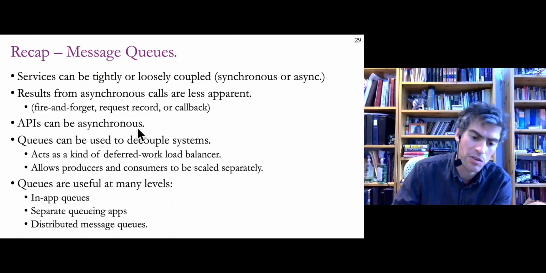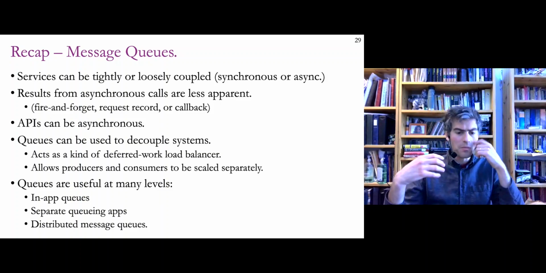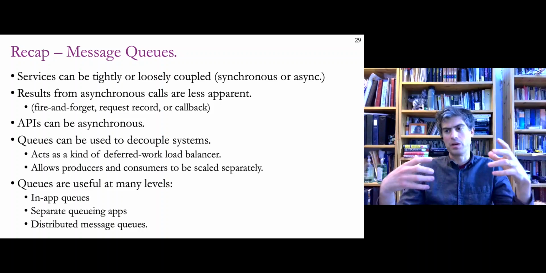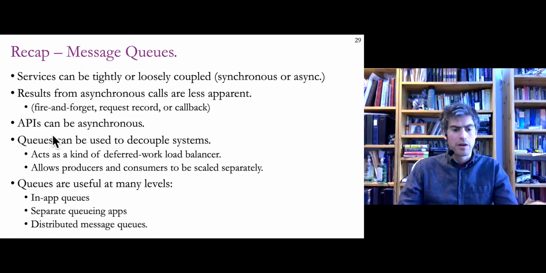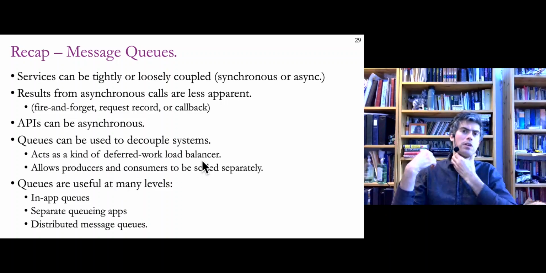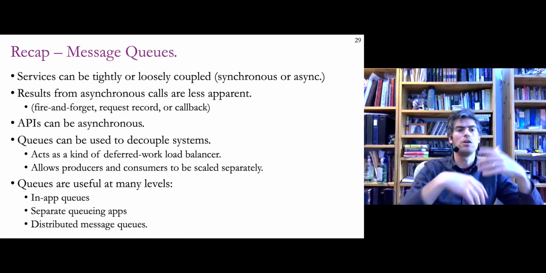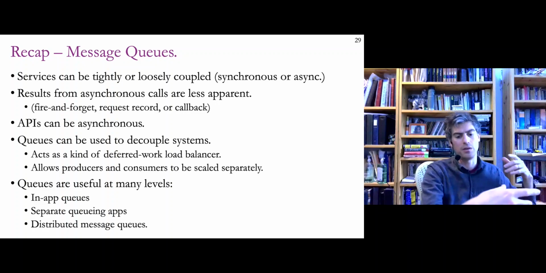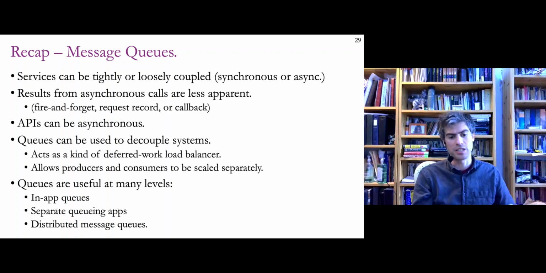So APIs can be asynchronous. We also can use queues to build asynchronicity into services, where we define APIs in terms of the format of messages that are sent in the queues. So queues act as a kind of load balancer for deferred work. Instead of work being handled immediately by someone that you explicitly call, you put the work in some queue, and then the worker later gets the work off the queue and handles it. But we don't know exactly when that's going to happen.